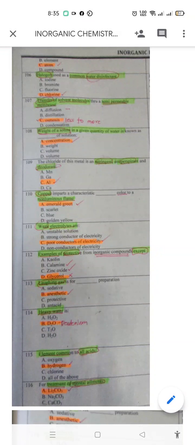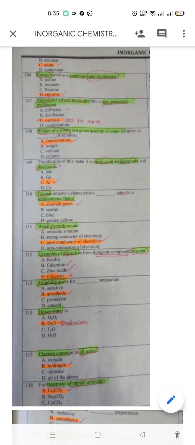Okay, number 115, element common to all acids, that is your hydrogen. So the presence of hydrogen in all acids, examples of this are hydrochloric acid, sulfuric acid, phosphorus acid.